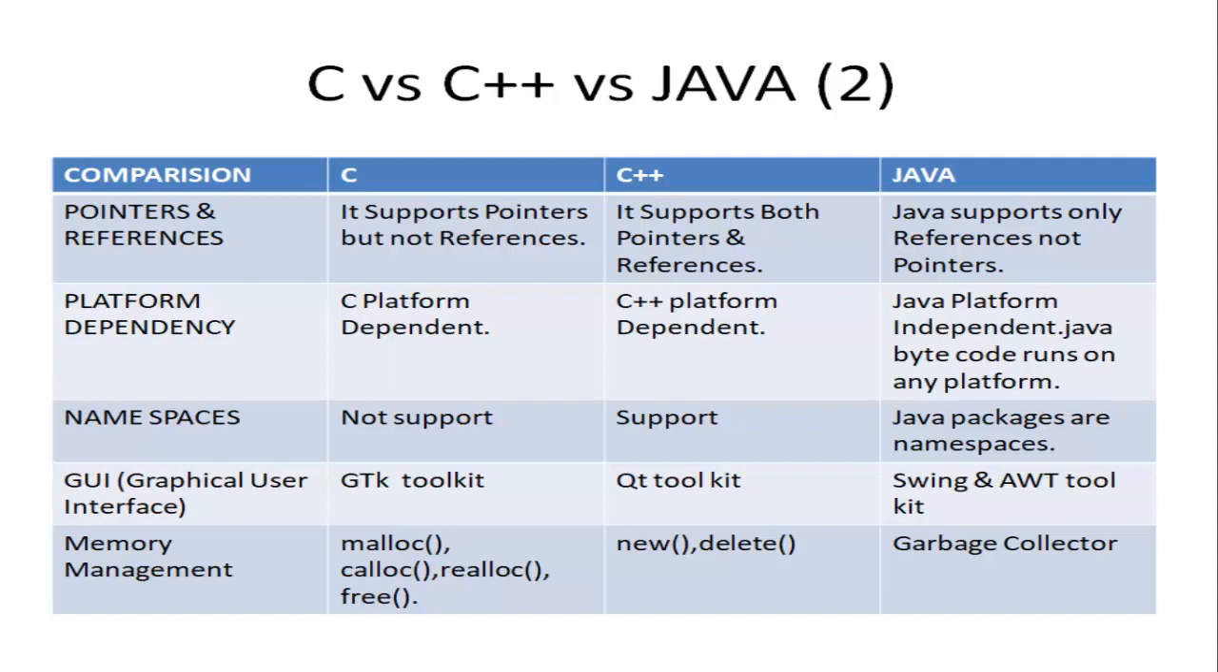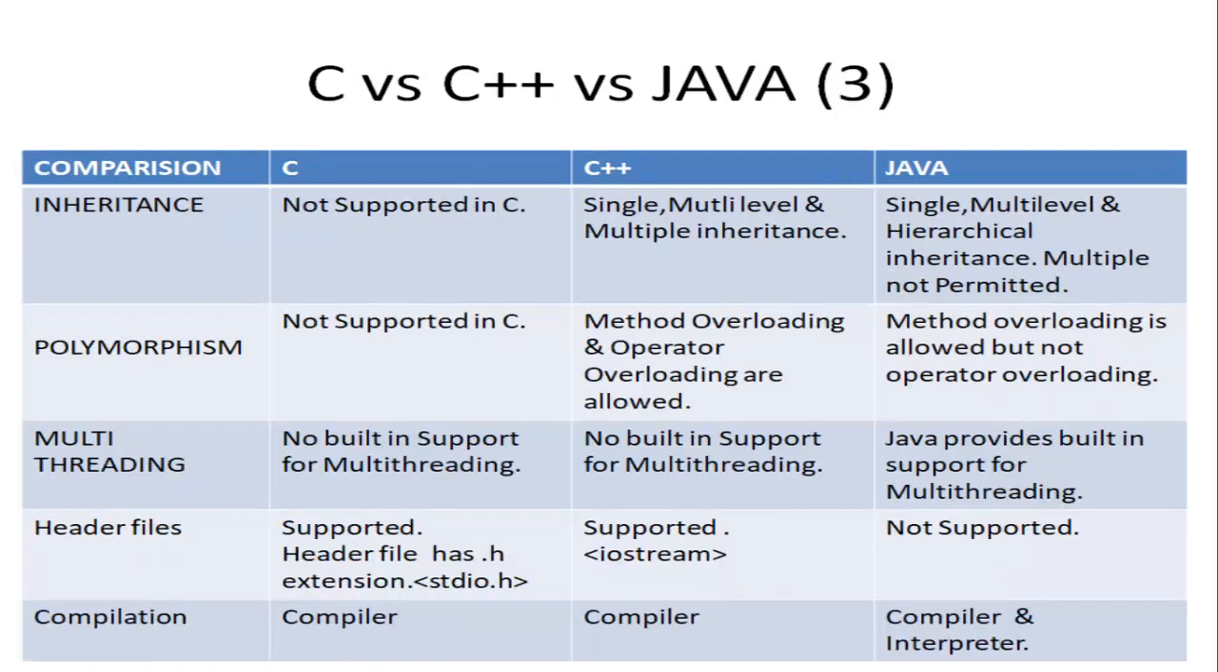Memory management. C uses functions like malloc, calloc, realloc to allocate memory and the free function to free the memory. C++ uses the new operator to allocate memory and the delete operator to deallocate the memory respectively. In Java, memory management is a process of allocation and deallocation of objects. Java does memory management automatically using an automatic memory management system called garbage collector.